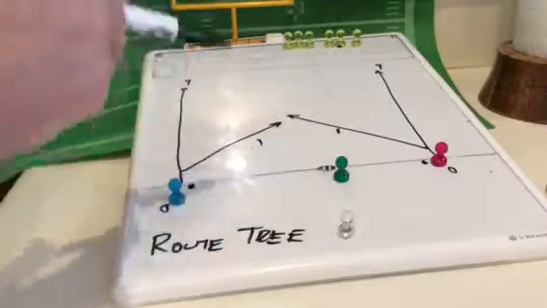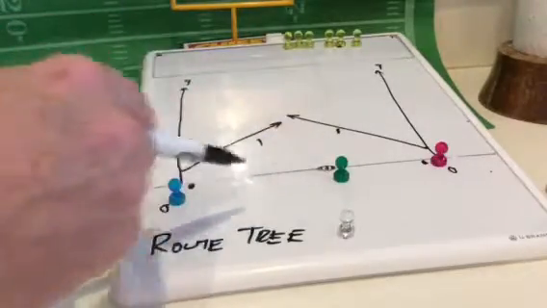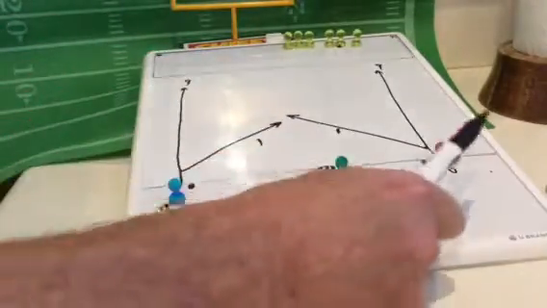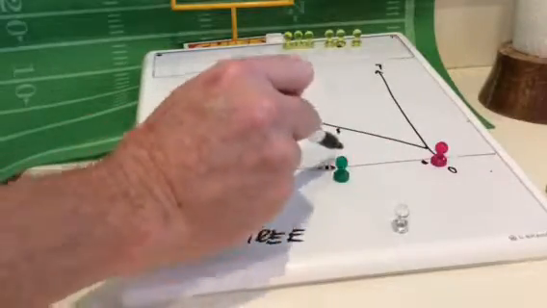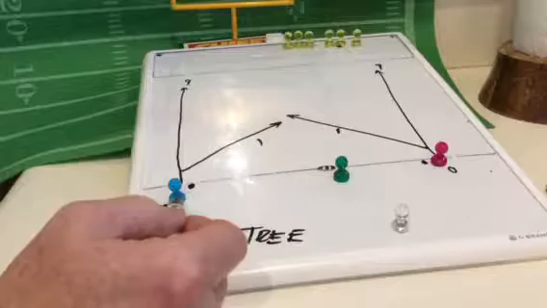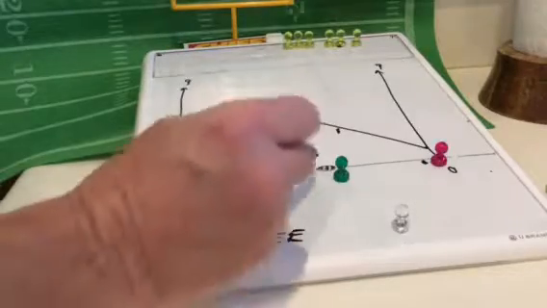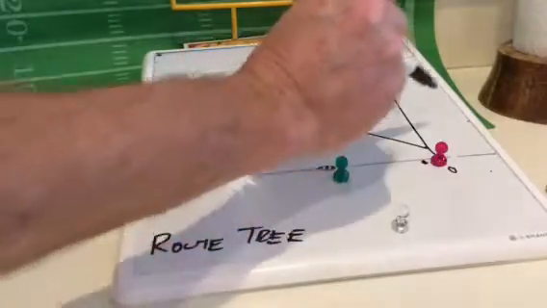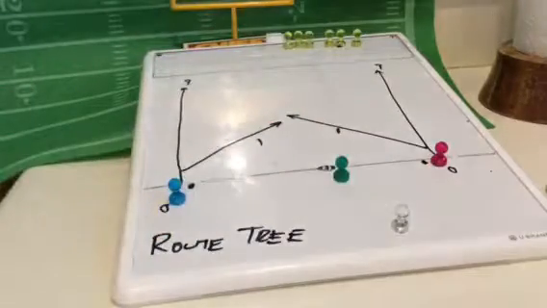If you're the center, you can go either way. Generally, if your quarterback's right-handed, he may roll right. So assume your routes will correspond with the left side, or the blue side here. If you're the center and you have a 1 route, you would generally go to that right side.